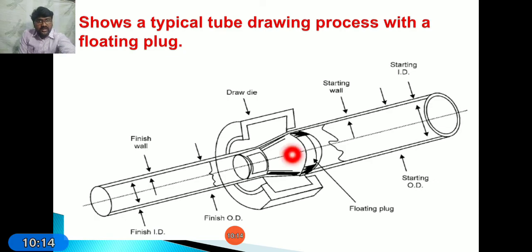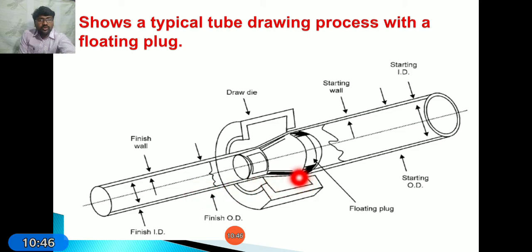Observe, it is the drawing die. In between, we have to pass the tube. Due to the action of compressive forces in the die, the size will be reduced, or we can reduce the thickness. Like that, we have to do the process. Observe here, the internal diameter, wall thickness and outer diameter will be reduced due to passing in between the die.